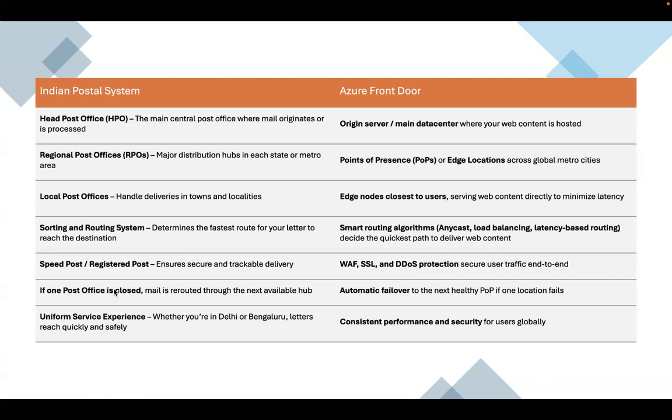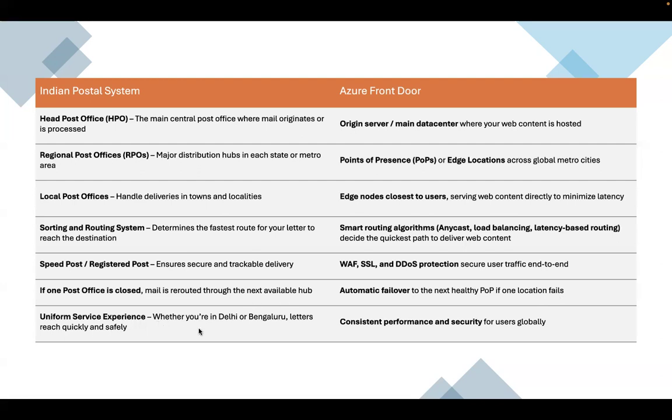Suppose if one post office is closed, mail is rerouted through the next available hub. So if my village post office is closed, like there is only one postman in the village, and he is on leave, then what happens? There is a neighbor village. There is one postman, so he can deliver that to the nearby village, right? So that kind of rerouting can be done from the nearest one, automatically failing over to the next healthy PoP if one location fails.